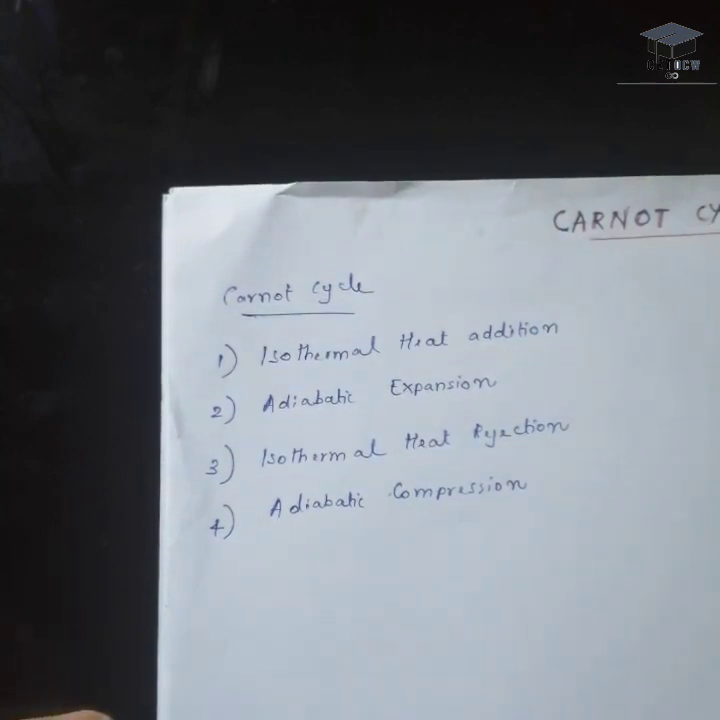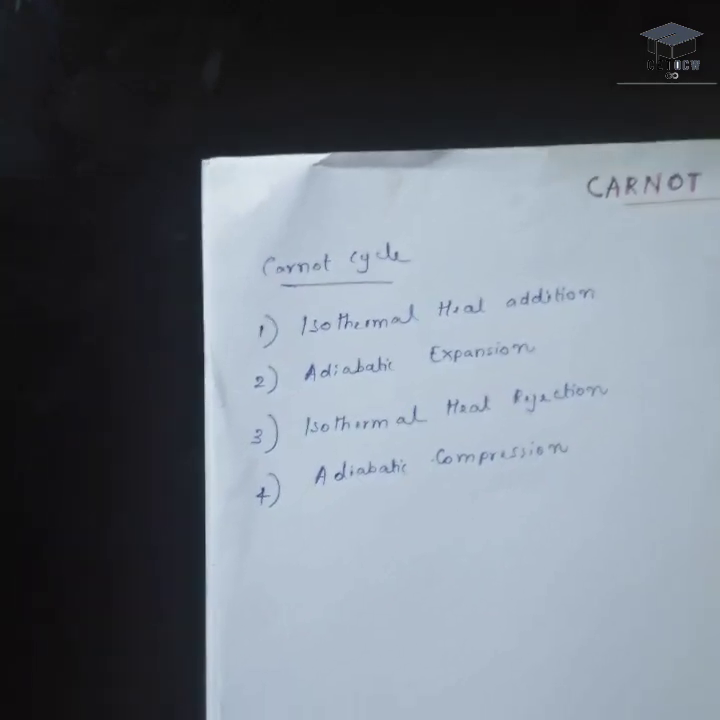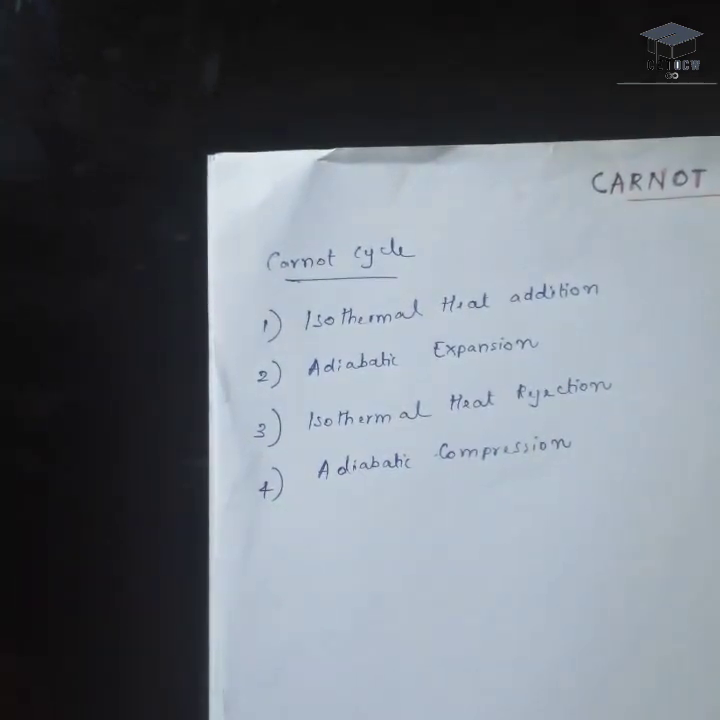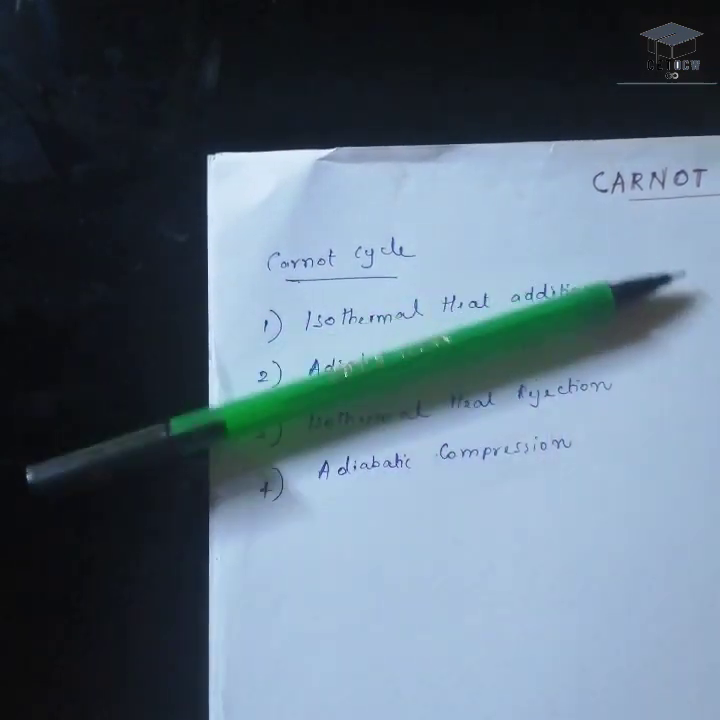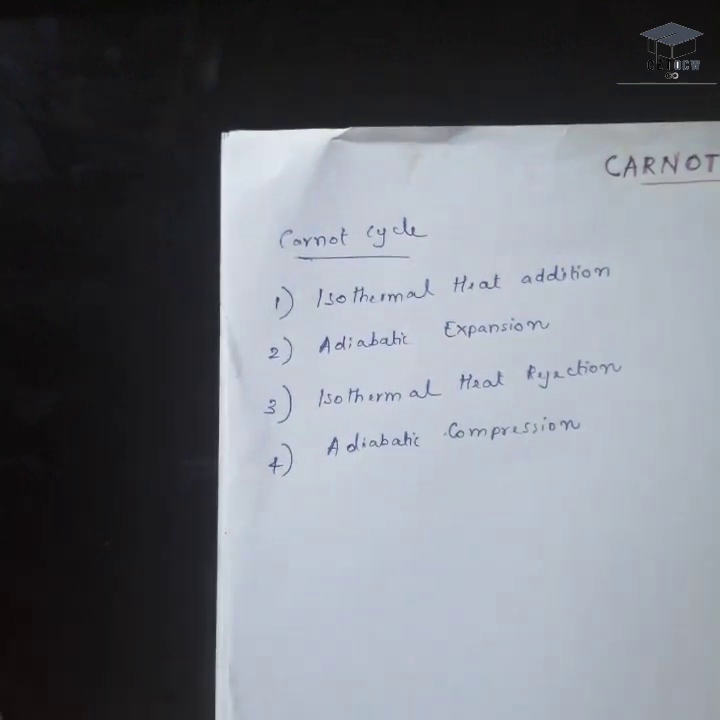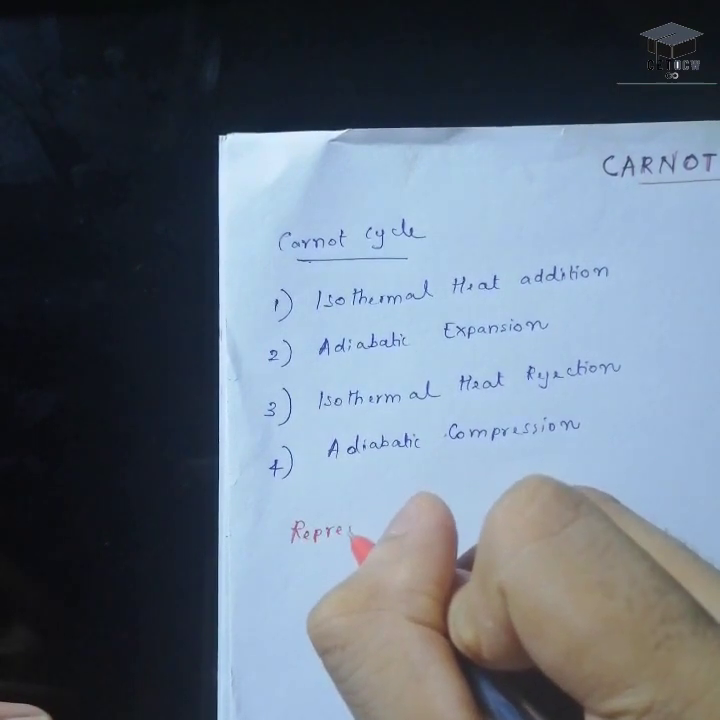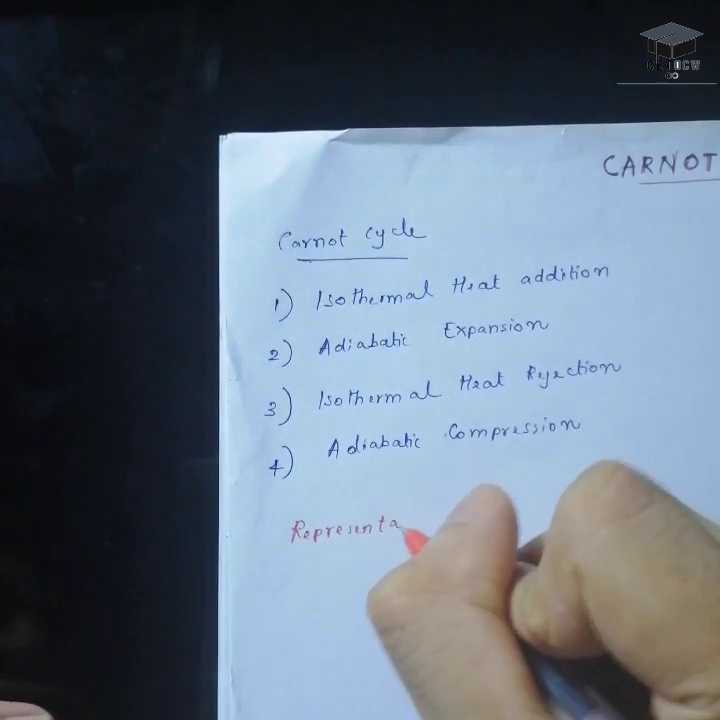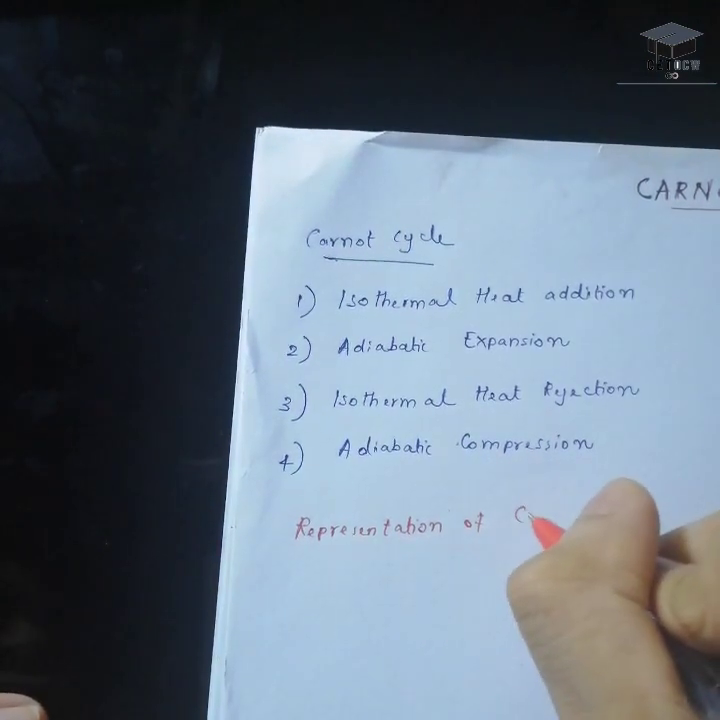Any cycle can be represented in a PV diagram or a TS diagram. So we can now look at the representation of the Carnot cycle in a PV diagram. The next heading is how we can represent the Carnot cycle in PV diagram and TS diagram.